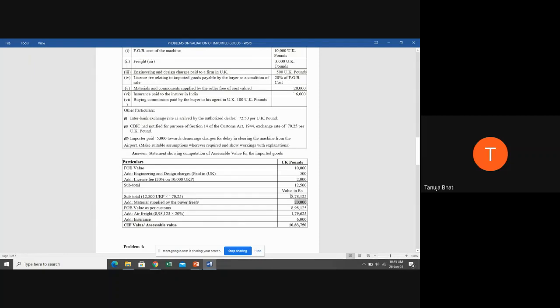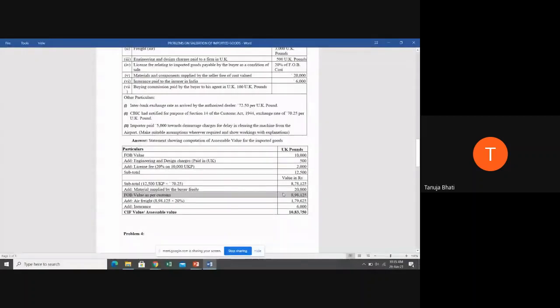Now you brought this FOB in UK pounds into rupees. You added the material supplied free of cost in rupees. Therefore, you got the FOB value as per customs as 8,98,125. Now, did you all understand up to here, students?